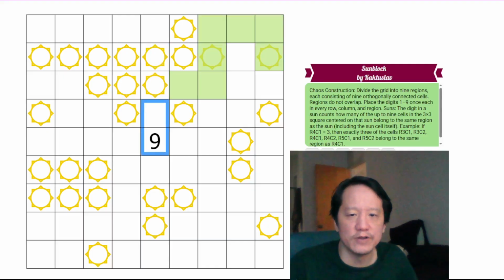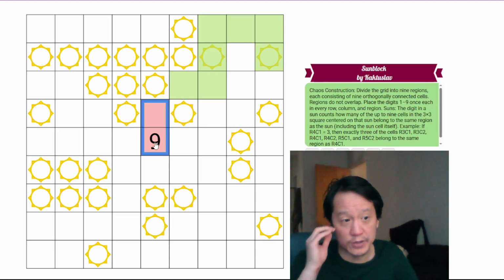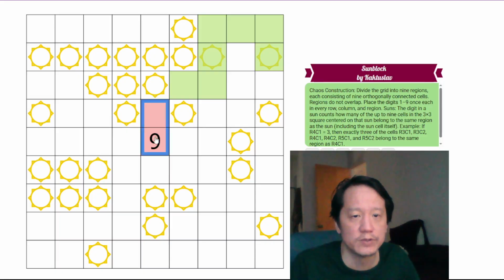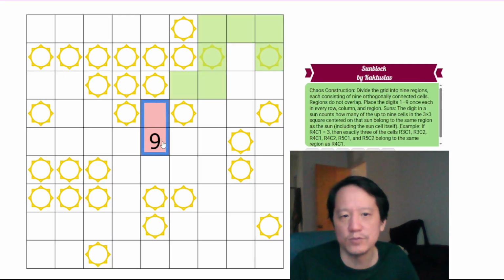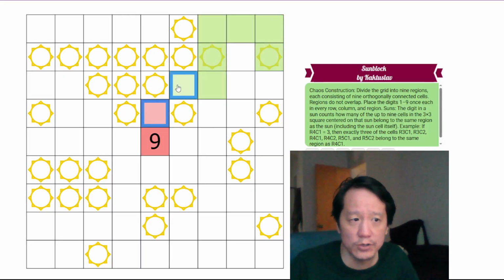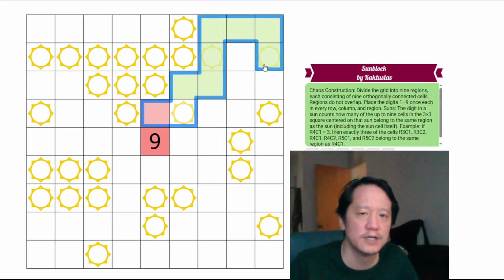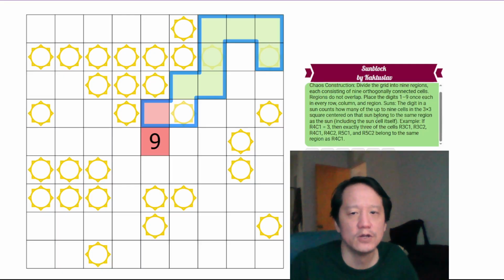This would not be a valid orthogonally connected region, because even though these two cells can get to each other by going through edges while staying within the region, they can't get to any of the other cells in the region by going through edges while staying within the region. They would have to go through a corner or exit the region by going through an edge, and that's not allowed. So that's an example of how orthogonally connected regions work.